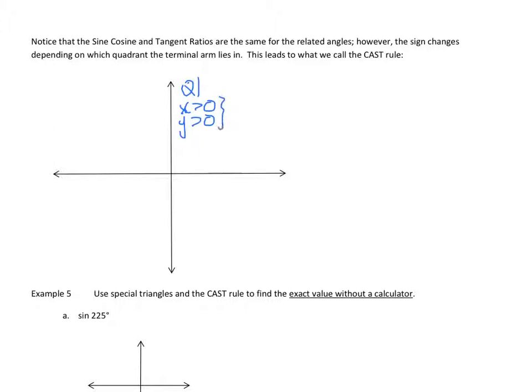If x and y are always positive, and by the way, r will certainly always be positive because r is the distance from the point on the terminal arm to the origin, or the length of the hypotenuse in the associated right triangle. So in no case will r ever be negative. So if I'm dealing with all positive values for x, y, and r, then that means sine, cosine, and tangent will all be positive. So we're going to say here in quadrant 1, all ratios will be positive.